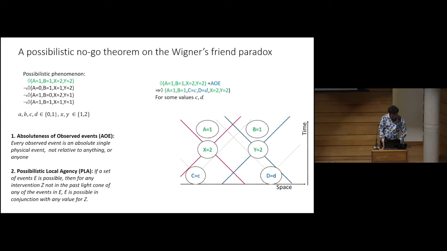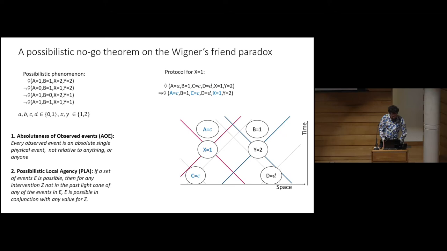Now we can use possibilistic local agency because X is not in the past light cone of any of the green events. We can change X to 1, and this set of events should be possible, at least for some A. But we had the special measurement for X equals 1, so now A should equal C.